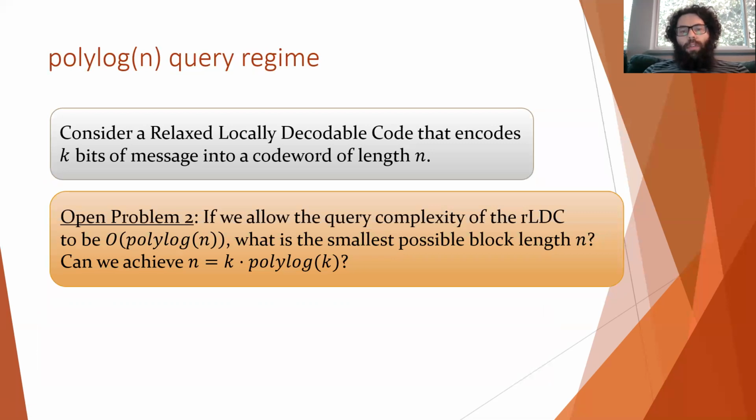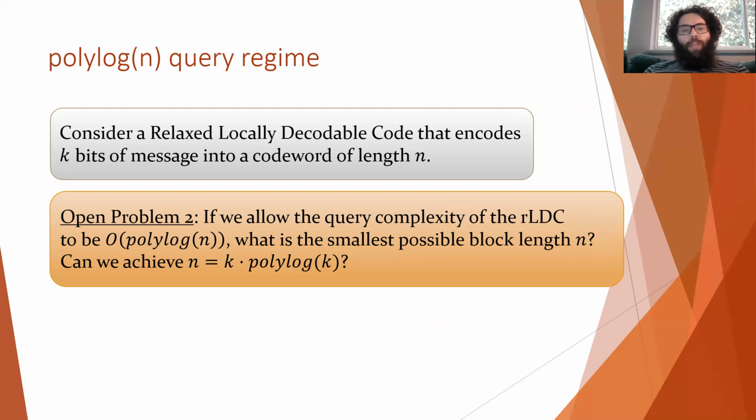Next, we may consider query complexity that's not constant, but maybe we can consider query complexity that's log n or polylog n. And we can ask, what's the smallest possible block length? For example, can we achieve block length that's quasi-linear in the length of the message?